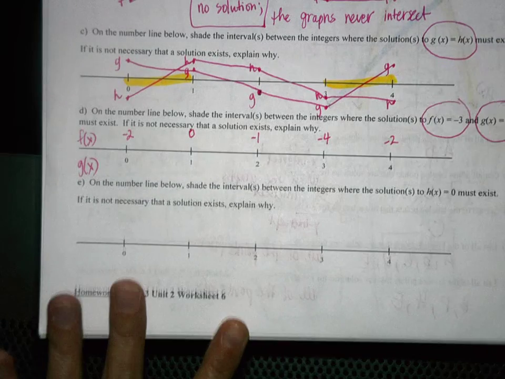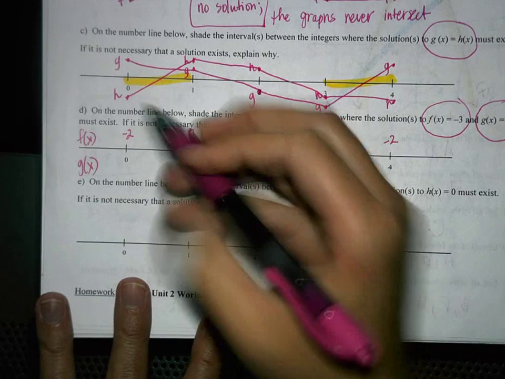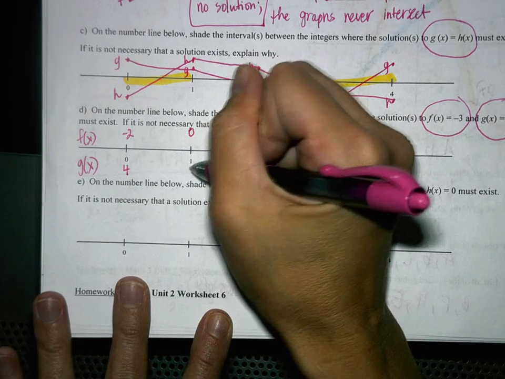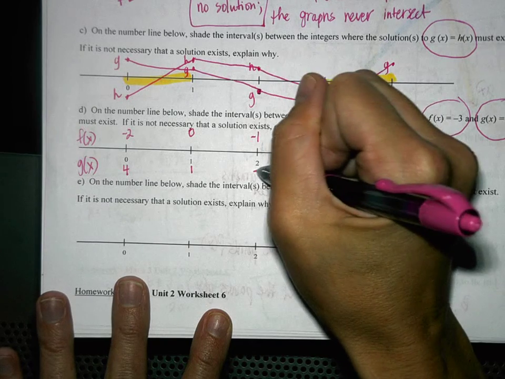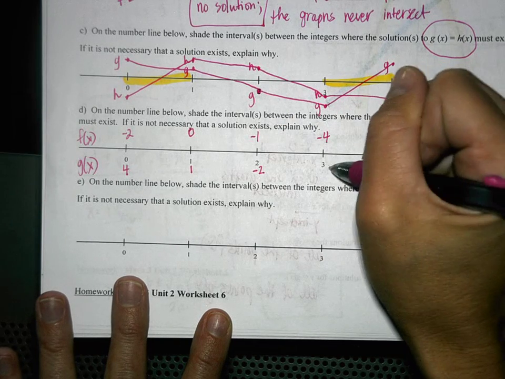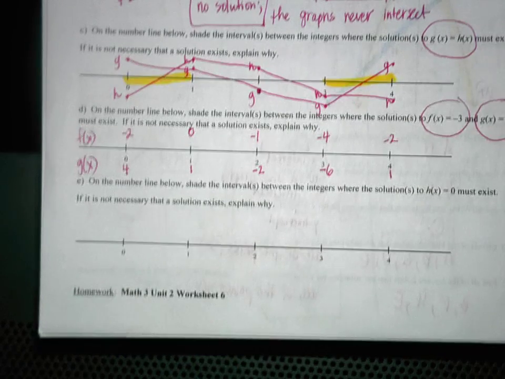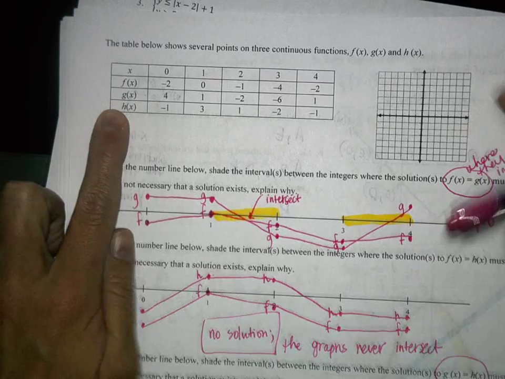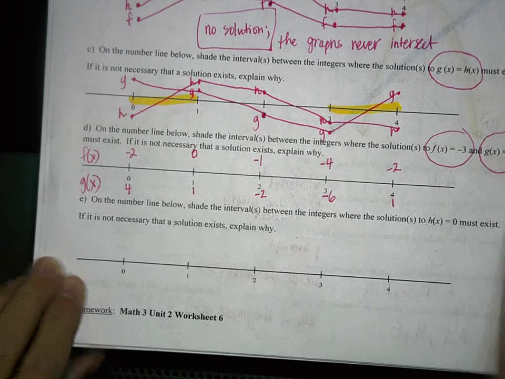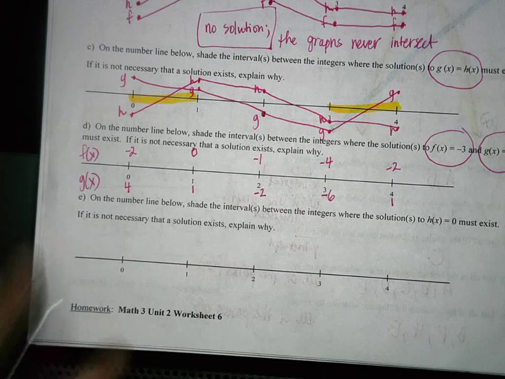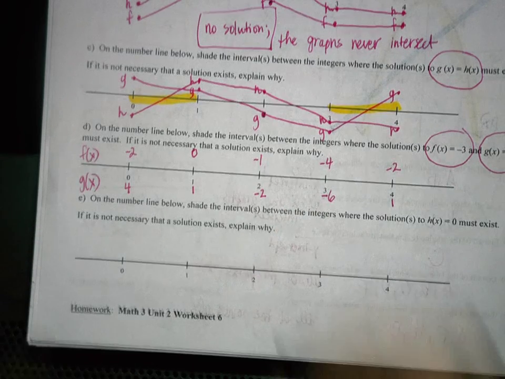And then we're going to do the same thing for g of x. At 0, g of x is 4. At 1 it's 1. At 2 it's negative 2. At 3 it's negative 6. And at 4 it's 1. I got all that information from my table here at the top. Okay, so now I'm just going to say yes or no. Is there a negative 3 between negative 2 and 0? No. There is no negative 3.